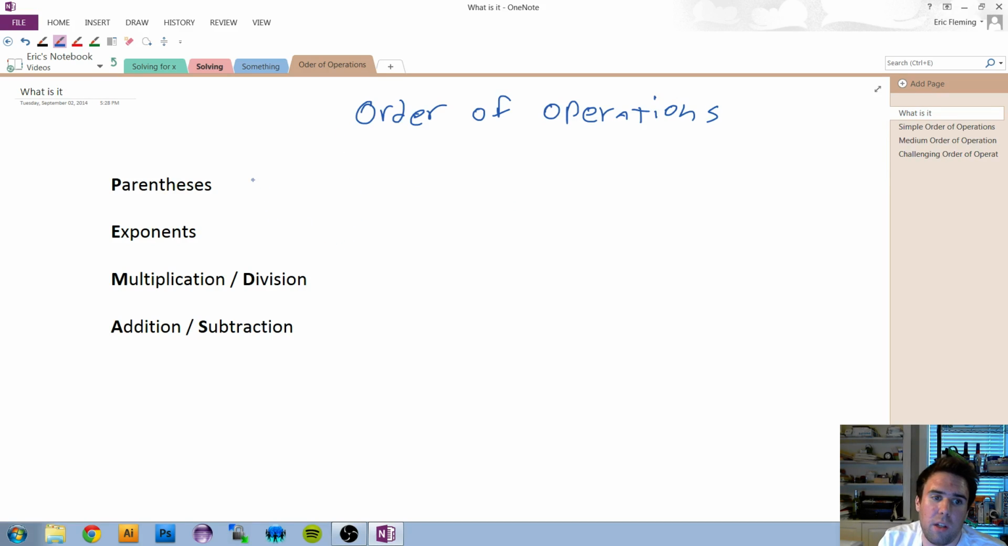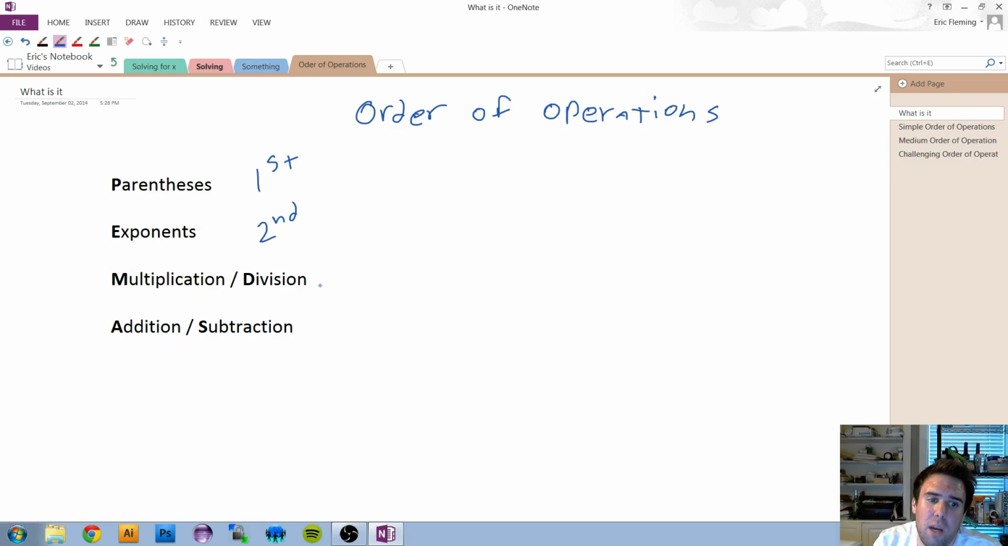So first thing is the parentheses come first. If you ever have parentheses, you need to take care of what's inside of them. Then come the exponents. If you see something like 4 squared, call it 16. If you see something like 2 cubed, call it 8.